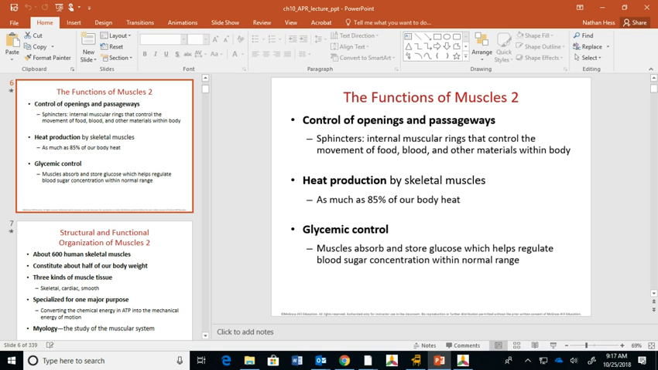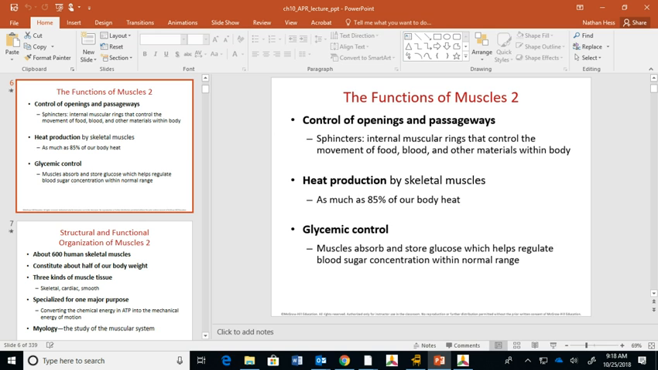Okay? When you are cold, what do you do? You shiver. That is literally your body saying, contract muscles so that I can get warm. Okay? It's a defense when your body temperature drops. As much as 85% of your body heat comes from those muscles. The other 15%, by the way, comes from the chemical reactions, the actual metabolism of your body. It produces heat.